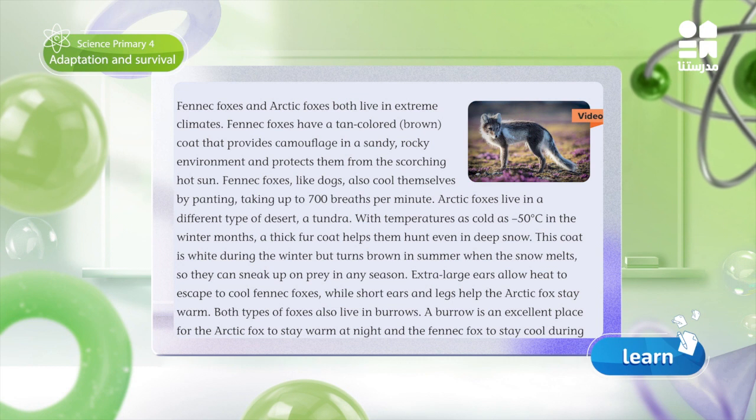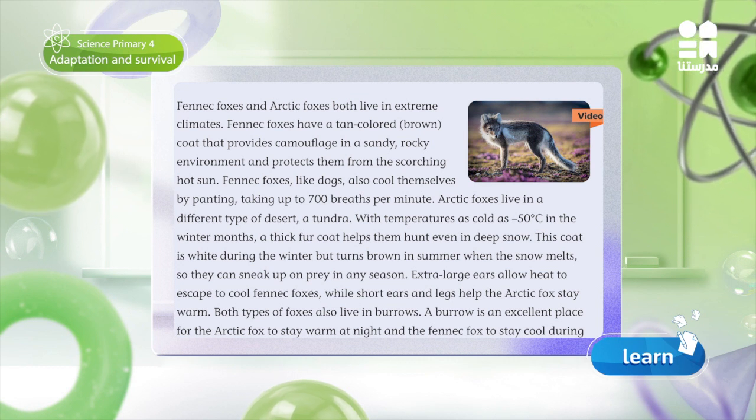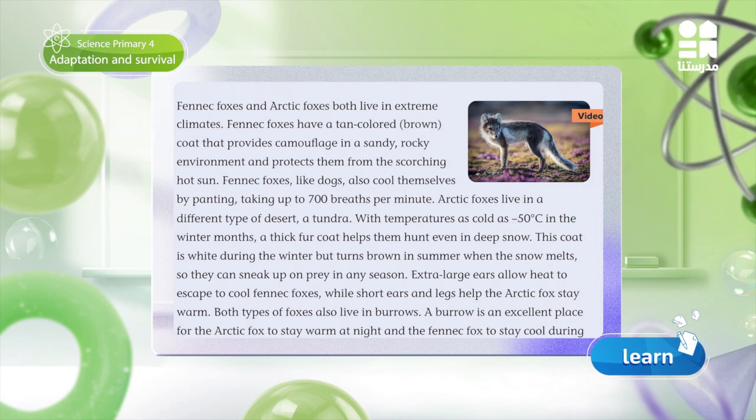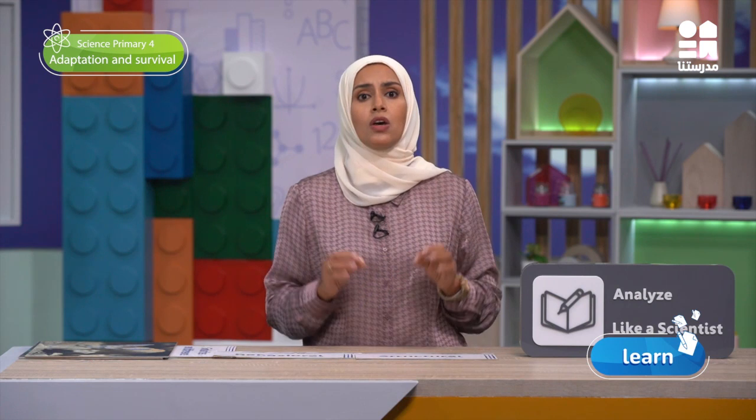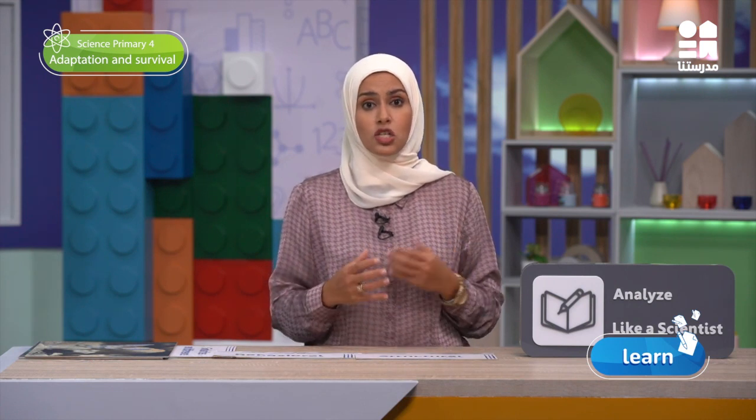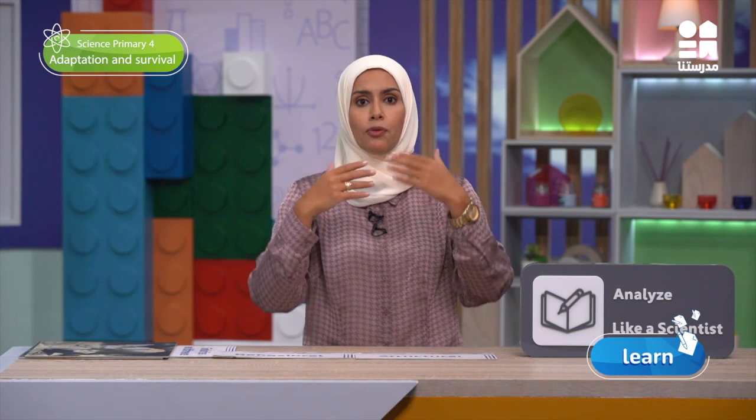Let's continue. Fennec foxes, like dogs, also cool themselves by panting, taking up to 700 breaths per minute. Panting means that the animal is breathing quickly with its tongue out. Why do the Fennec foxes behave in such a way? And what does this behavior have to do with its adaptation? When the Fennec foxes behave in such a way, they get the heat out from their nose and mouth. And this helps them lose the heat in their body so they can stay cool.